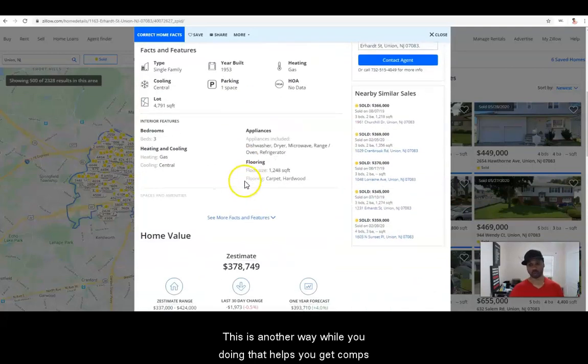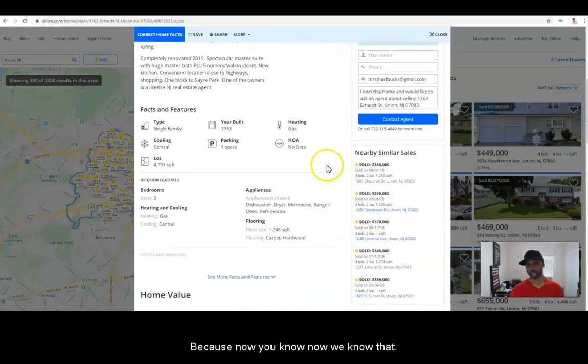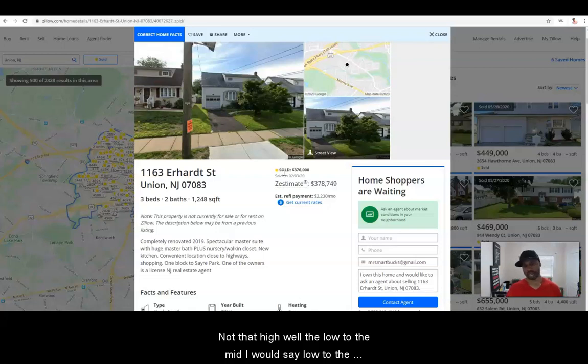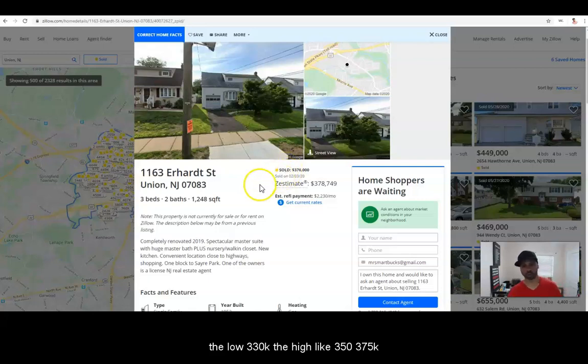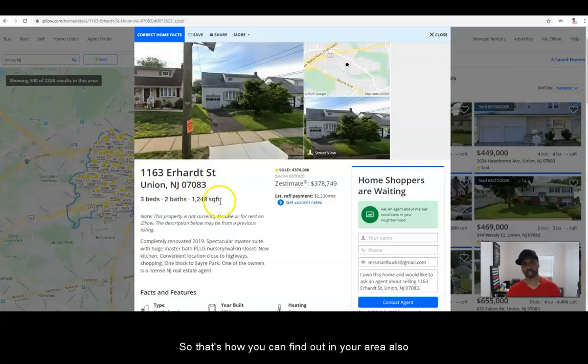And this is another way, while you're doing that, that helps you get comps for the property, because now we know that the properties are going between the mid 300s to 375. I would say low to the mid to keep it conservative. The low 330, the high like 350, 375, and now you know what the comps are for 3 beds, 2 baths, around 1,200 square feet in this area. So that's how you can find it out in your area also.